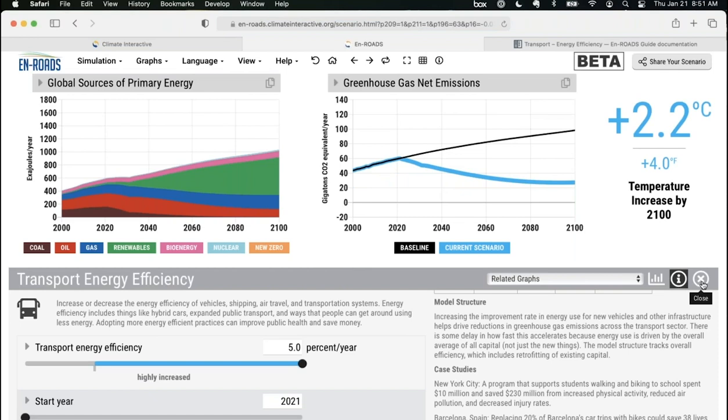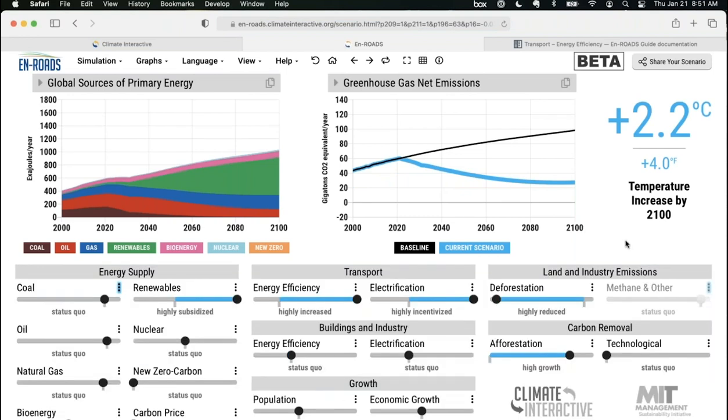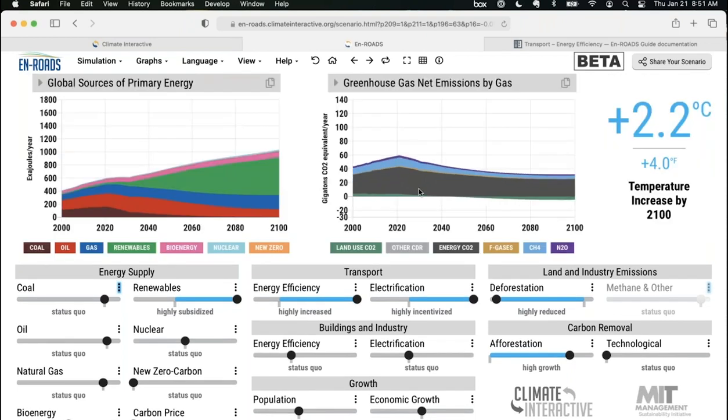And then, let's see, we're at 2.2 degrees. So we are well on our way. You can see our greenhouse gas net emissions are falling, and we have lots of renewable energy here. Overall, we still see some emissions coming from our energy sector in general. We still have some natural gas and oil in the picture.